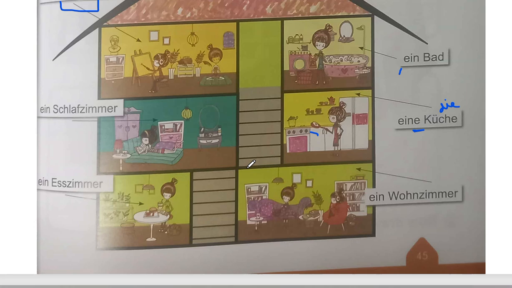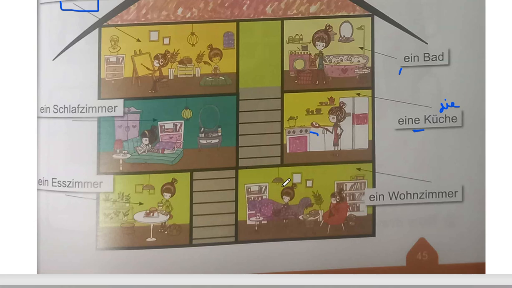Next, we can see over here she's eating something. So since she is eating something, it's probably the dining room. Dining is basically to eat. So we can say eating room. What do we call eat in German? We say essen. Since you're joining two words, it's Esszimmer. Eat room. Ein Esszimmer. Ein eating room.